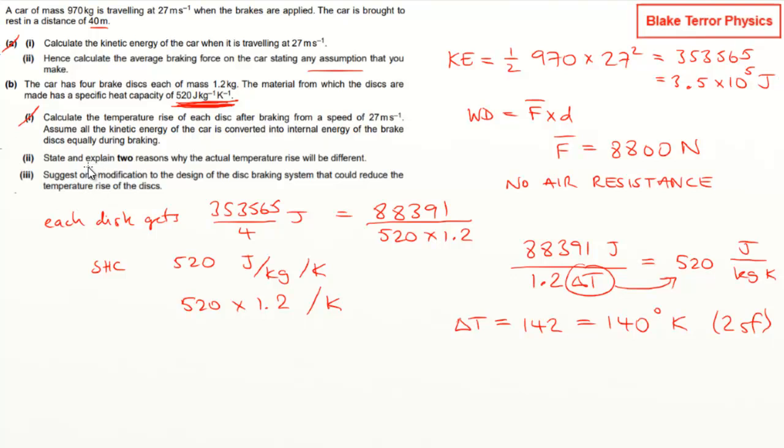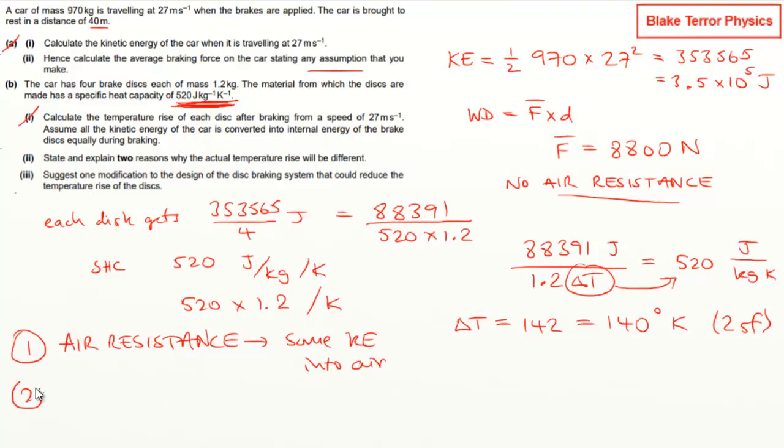State and explain 2 reasons why the actual temperature rise will be different. Well, there's loads of things you could do for this. We've got the air resistance thing, so that's one of them that we can put in. Air resistance will reduce the braking force. So some of the energy will go into the air, some kinetic energy into the air. So that's one thing we've got.